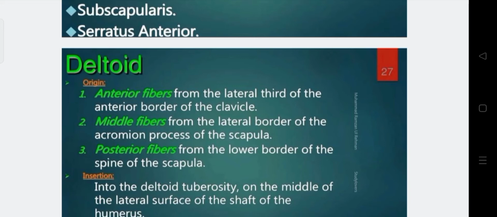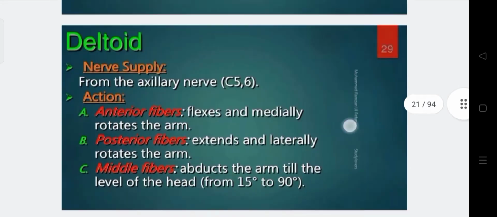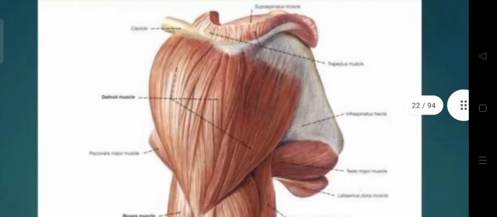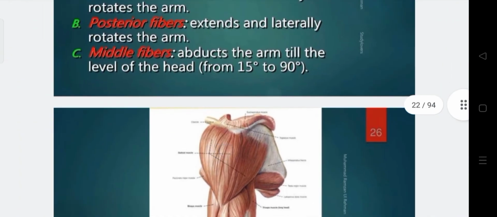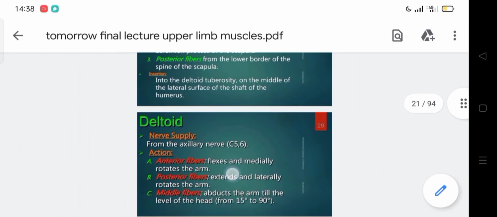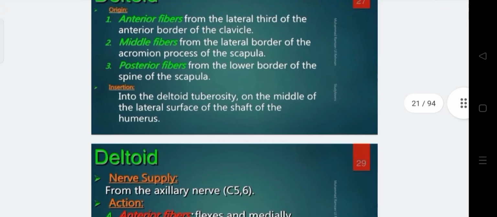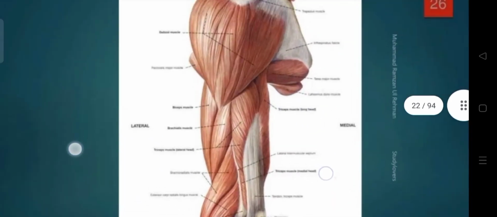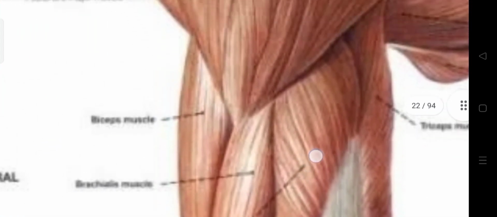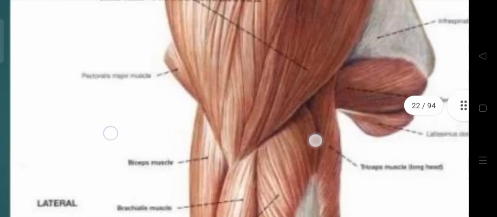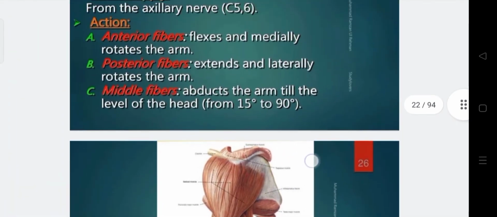It has its origin from the lateral third of the anterior border of the clavicle, middle fibers from the lateral border of the acromion process of the scapula, and posterior fibers from the lower border of the spine of the scapula. You can see clearly in the picture, this is the most prominent muscle. It's inserted into the deltoid tuberosity on the middle of the lateral surface of the shaft of the humerus. I am zooming in on the insertion into the deltoid tuberosity.